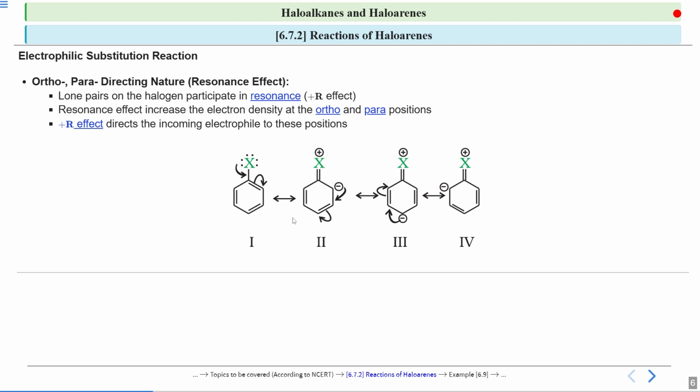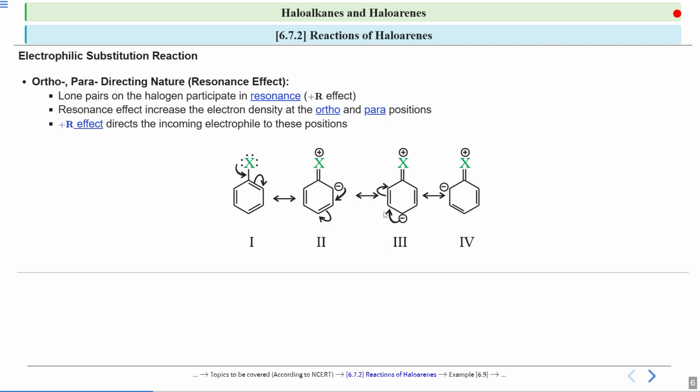Okay, and resonance is happening, and the negative charge is delocalizing on the ortho and the para positions. You can clearly see. Here is one point to mention, that the negative charge or the electron density is not increasing at the meta position, right? It is only going to the ortho and the para positions of the benzene ring.